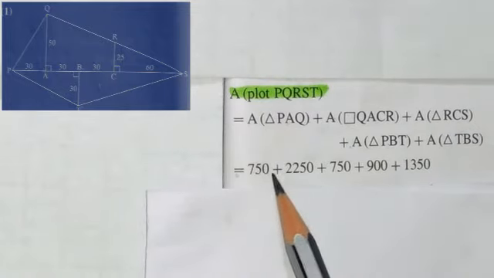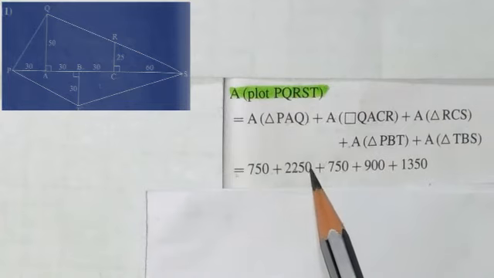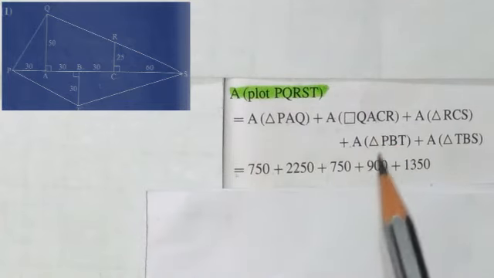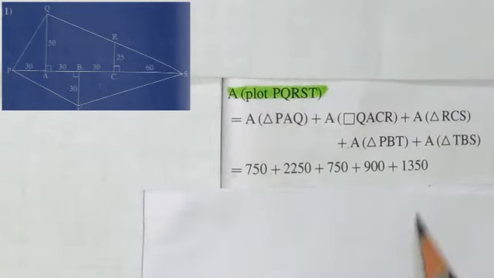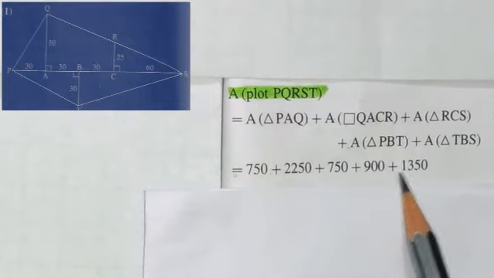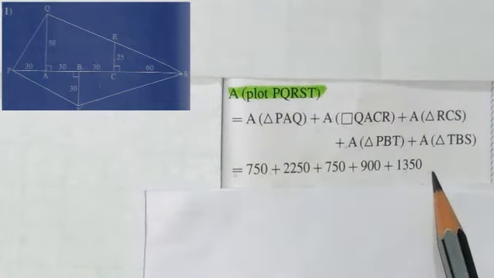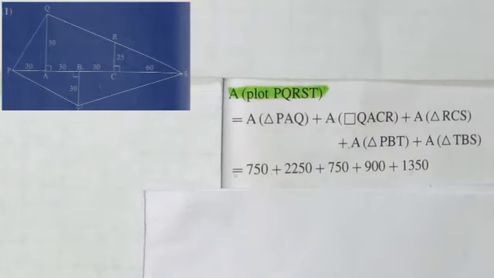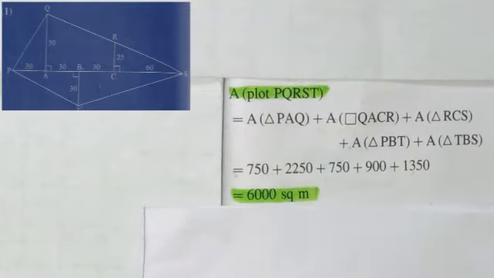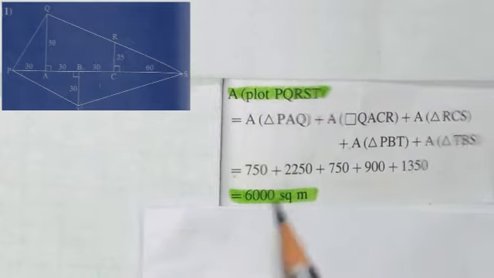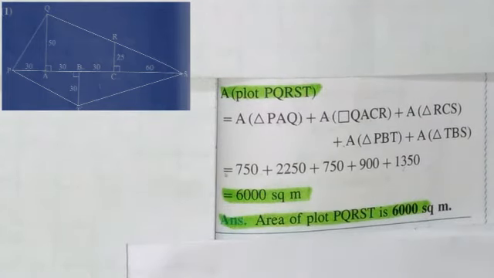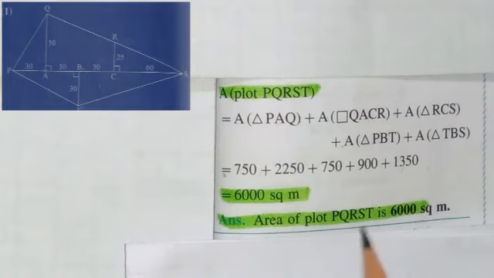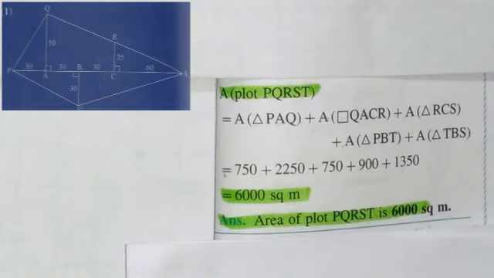Is equal to 750 plus 2250, which is the area of the quadrilateral, then 750, which is the area of this upper section, plus 900 and plus 1350. If we do the calculation of all these numbers, then we get the answer, that is 6000 square meter. So 6000 is nothing but the area of this total plot. Let's write the answer in words. The area of plot PQRST is 6000 square meter.